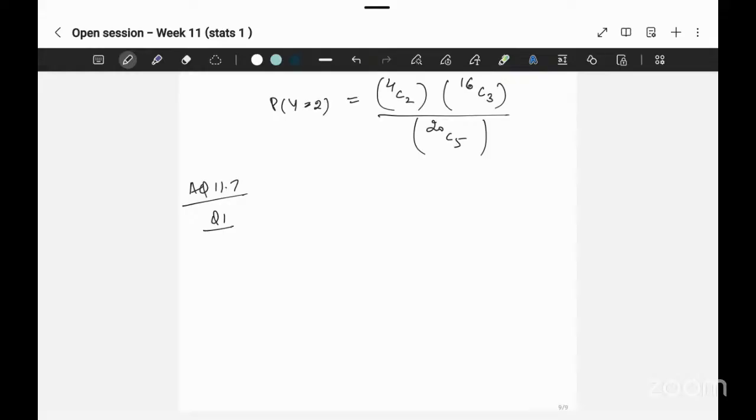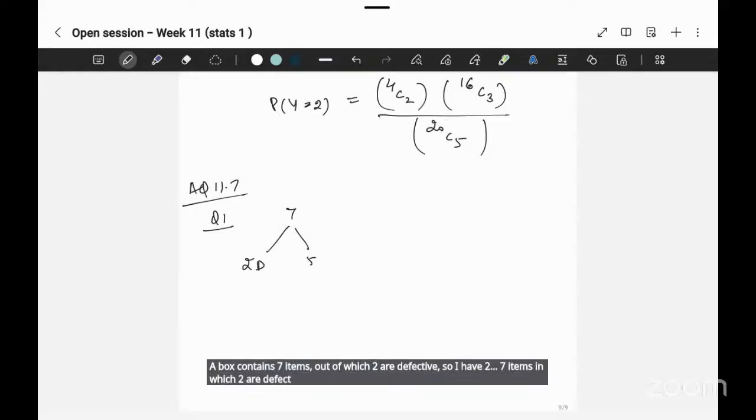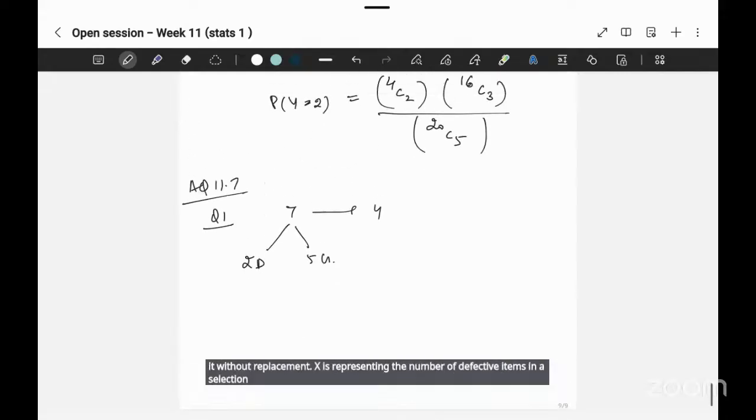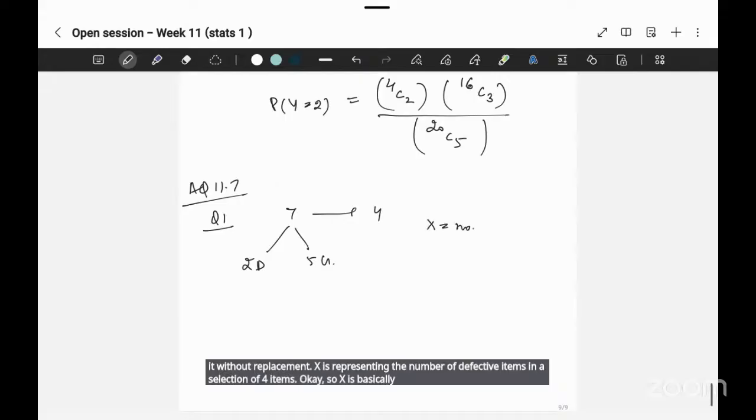A box contains 7 items out of which 2 are defective. So I have 7 items in which 2 are defective. That means the rest of them are the good ones. A sample of 4 items is to be selected randomly, so I'm taking out 4 items from it without replacement. X represents the number of defective items in a selection of 4 items.